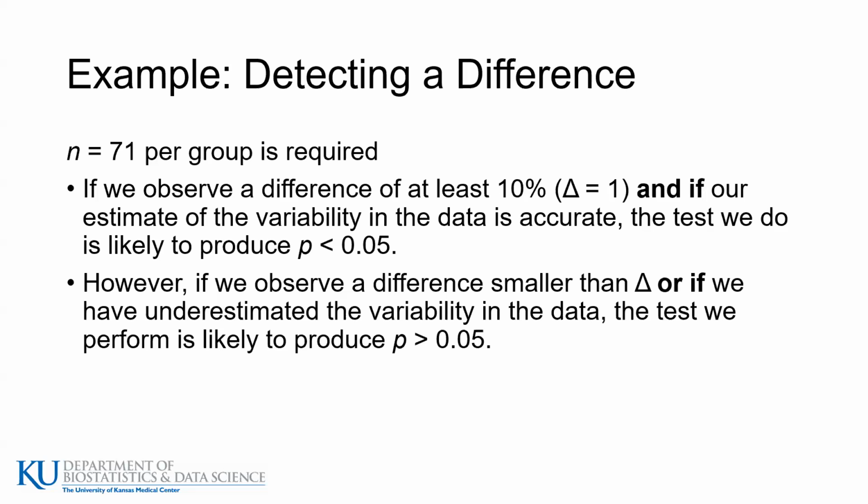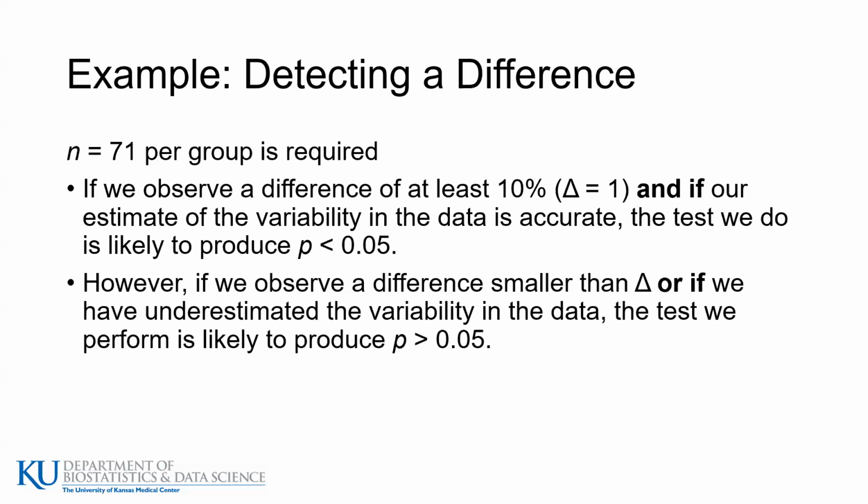Okay, so this means that we need a sample size of 71 per group. So if we have at least this much, if we observe a difference of at least 10%, and if our estimate of the variability of the data is accurate, then the test we do would likely produce a p-value of less than 0.05.